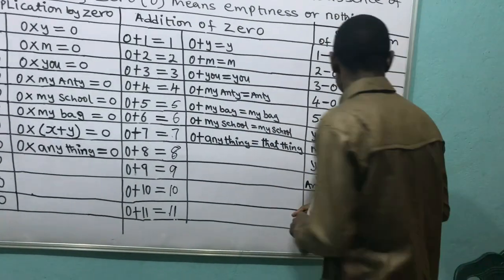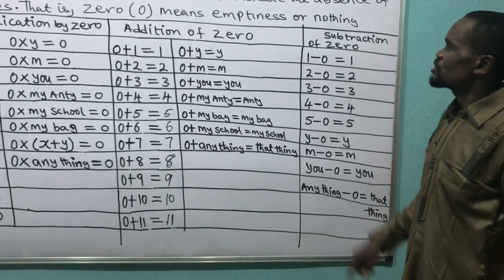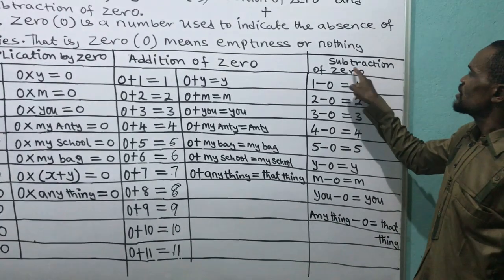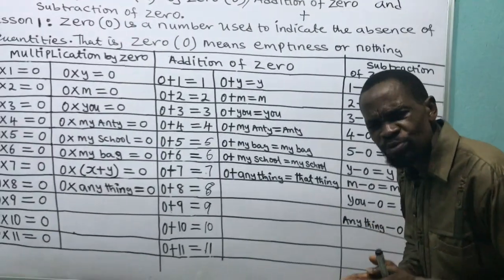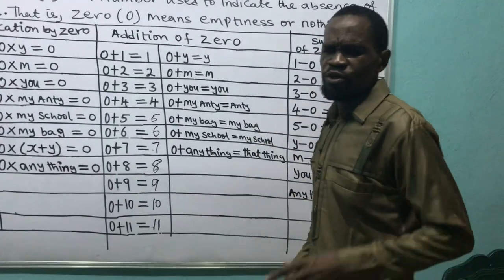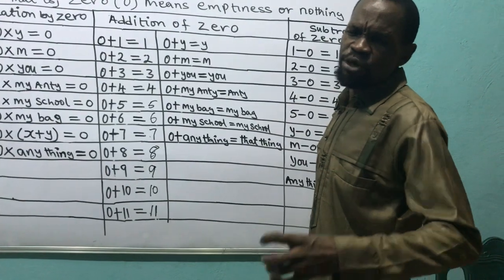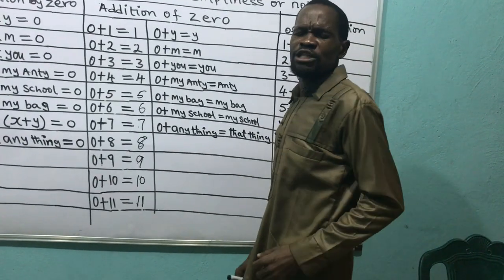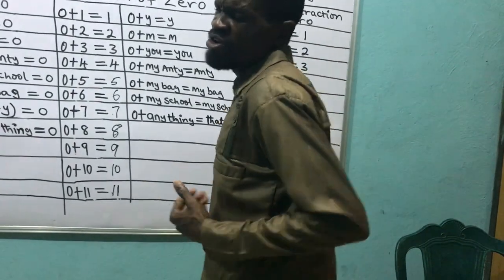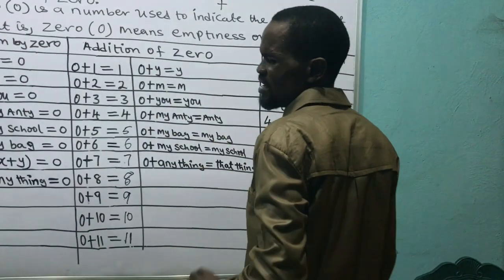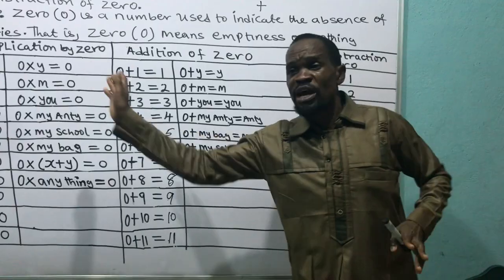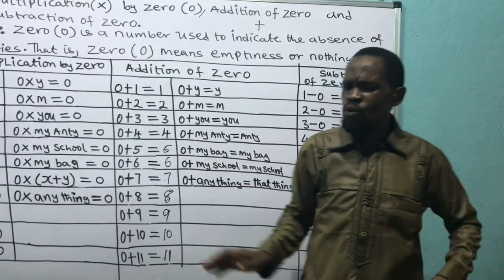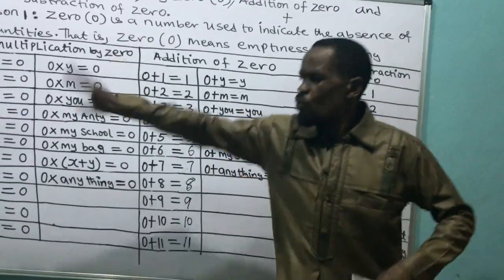Now we come towards subtraction of zero. Look at it. Subtraction of zero. What does subtraction mean? Removing. You remove something. Subtraction means telling somebody, you are not my friend, get away. I don't like you again. I don't love you again. You should get away. That's what subtraction is. You are taking your friend away. You are telling your friend, go away.